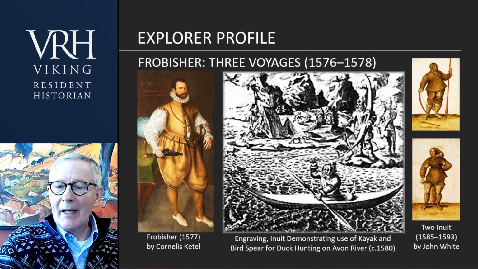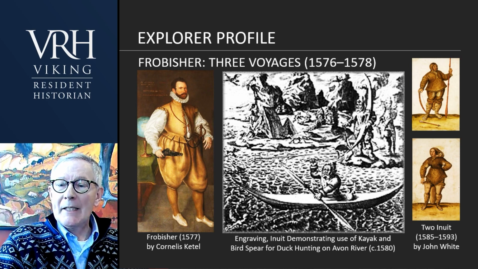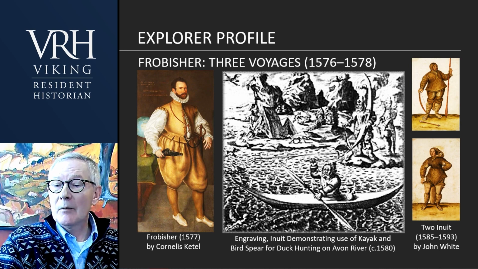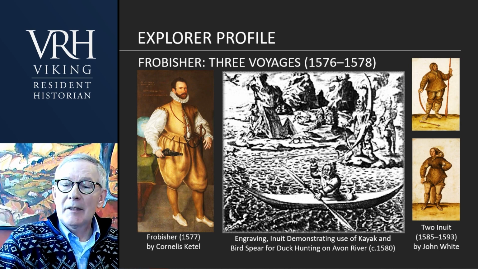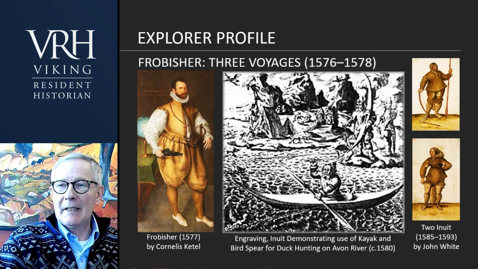Frobisher also brought back a couple of locals, Inuits. You see them in the images on the right here, a man and a woman. He brought them back to England, and there's even a baby there in the woman's hat or bag. You see there was a baby, and this was a great spectacle, coming to England with these Inuits.